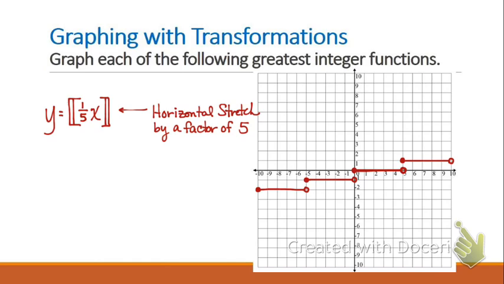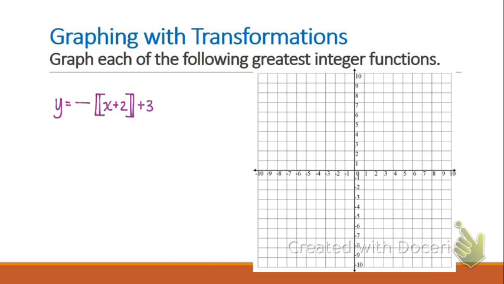All right, let's do one last transformation of the greatest integer functions. My last transformation here, y equals negative, greatest integer of x plus 2, and then plus 3. So this is going to be a reflection across the x-axis. So my steps are going to be going down. I'm going to move to the left 2 because of that h value, and I'm going to be moving up 3 because of that k value.